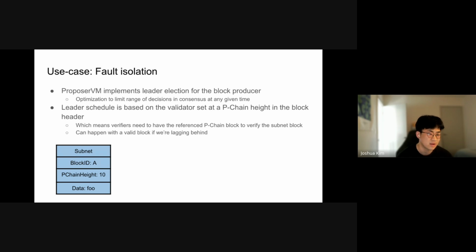So in this example, we have this blue block that references a P-chain height of 10. But if, for example, we have a height of 5 or something locally, we would say this isn't valid. This P-chain block doesn't exist yet, from what I understand. And maybe eventually, if I hear about this height, I'll be able to verify this block correctly.